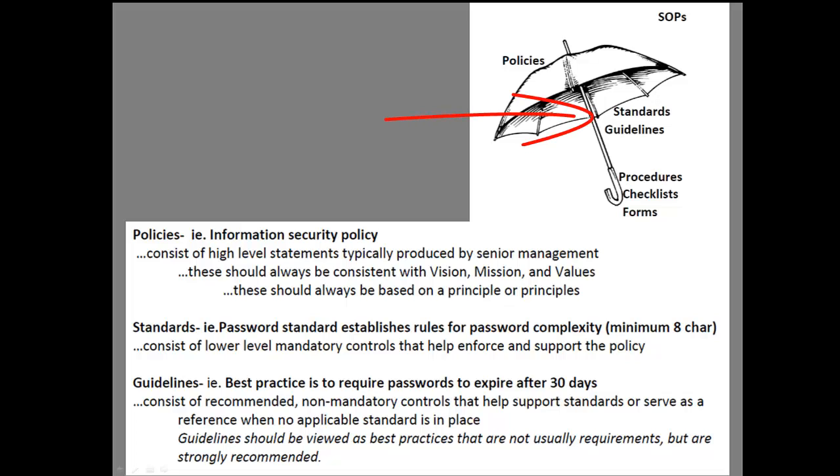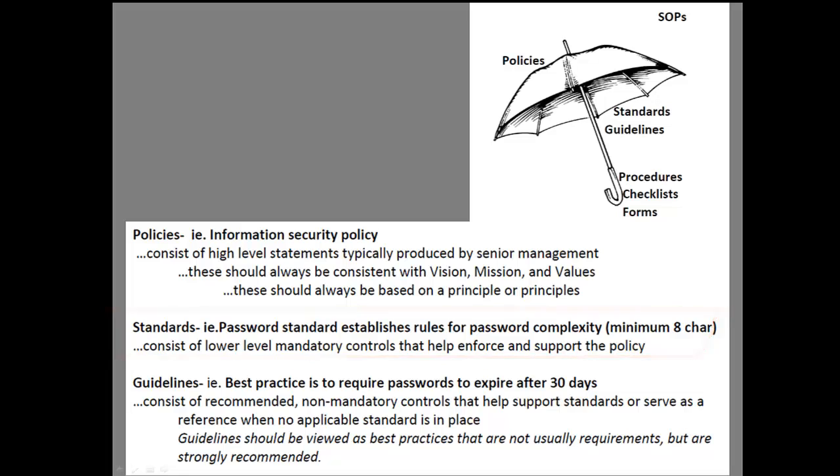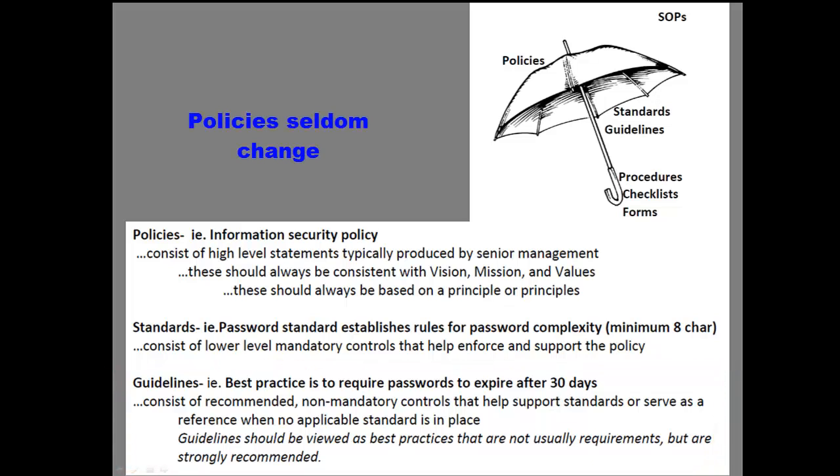Standards consist of lower-level mandatory controls that help enforce and support policy. For example, with an information security policy, the standard would be password standards. Here's the rules for complexity, a minimum of 8 characters. It's a standard. It's not negotiable. Guidelines are kind of negotiable. They're best practices, but they're not required, strongly recommended. Then the guidelines will change more readily than the standards, and policies seldom change.